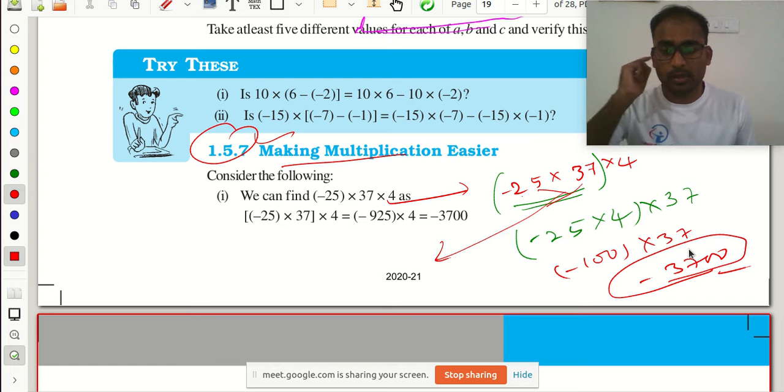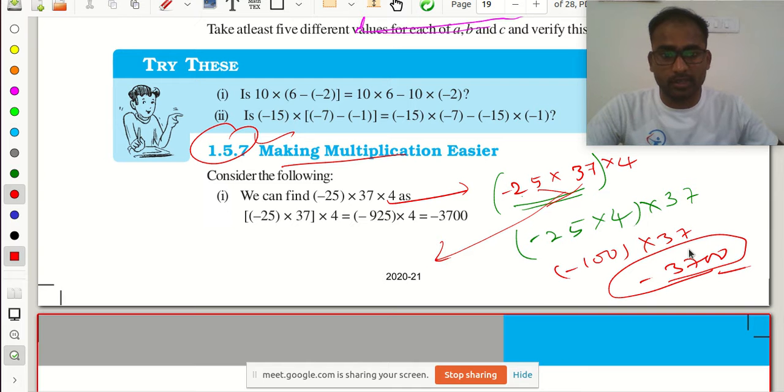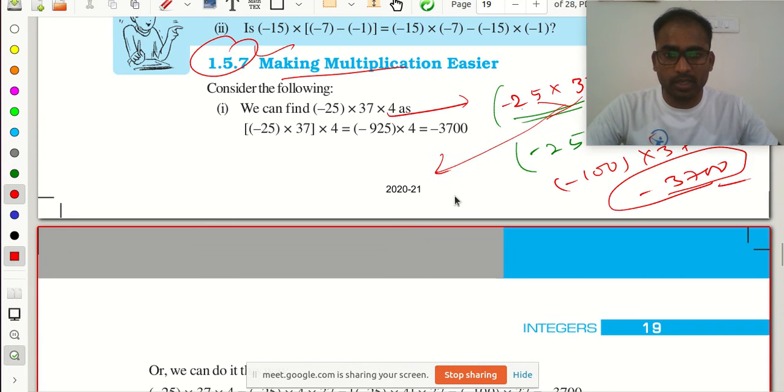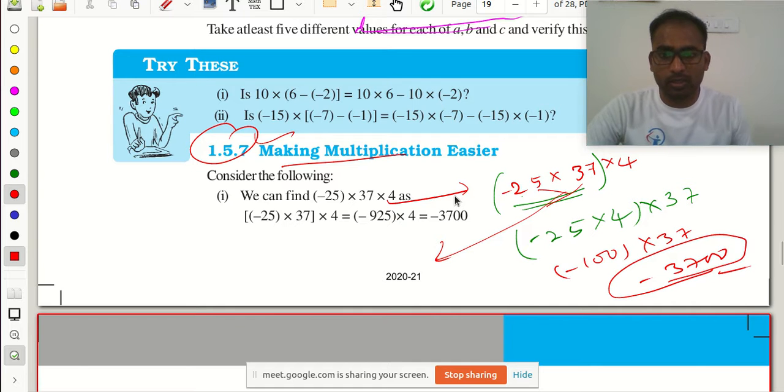Yes, good morning all. We discussed in yesterday's class all the properties of integers, like closure, commutative, associative and distributive. Now, how do we apply these properties to solve real-time examples? As I already told you, to make multiplication easier, we use the associative property.